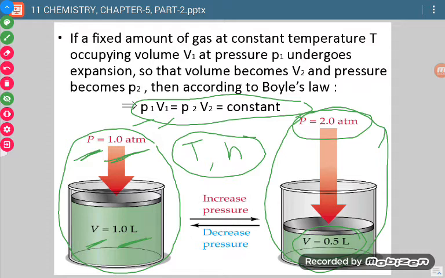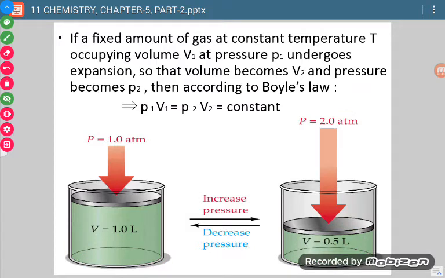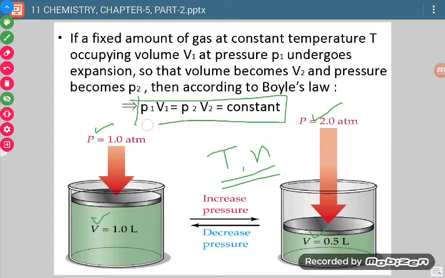Now if volume V2 becomes 0.5 liter, then pressure becomes 2 atmospheres. So P2 into V2 is again 1. It means the product of pressure and volume remains constant, but the condition is that temperature should be the same and the amount of substance should be the same. So this is the equation which we are going to use for numerical purposes.